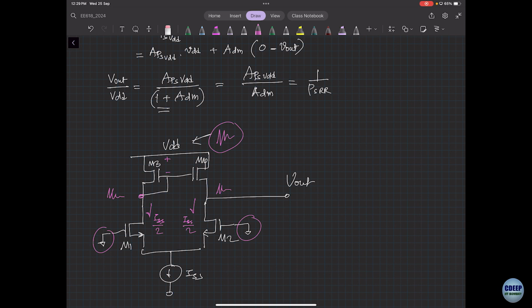Correct? So what is our PSRR? What's the gain from VDD? So this APS, what will that be? 1. Straight away it shows up. So equal to 1. And what is our gain, ADM? Tell me. GM times R out. Close enough, right? Divided by 2 over whatever, okay, but I think conceptually you know it's GMN times R out at the output. Agreed? So what is my PSRR then? GMN times R out divided by 1. Okay? Thank you.